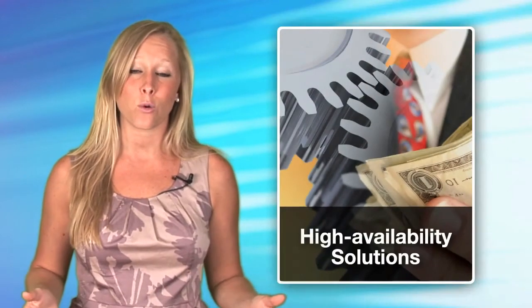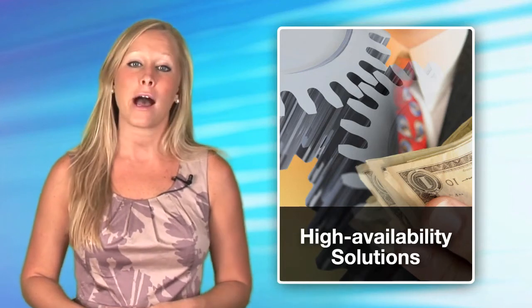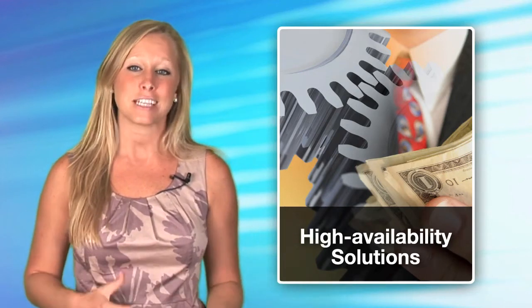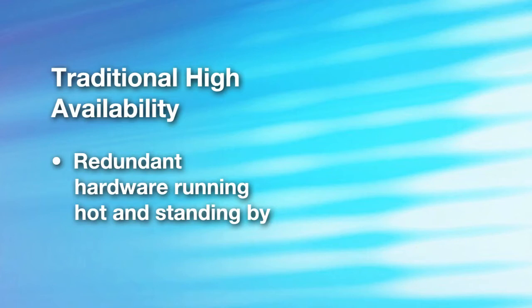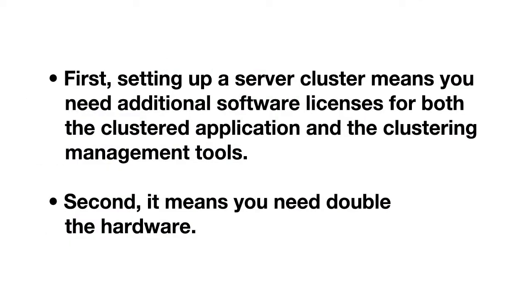Now, to keep this from happening, organizations often use high availability solutions for their most critical applications. Unfortunately, traditional high availability solutions are prohibitively expensive, and that's why they're reserved for only the most important apps. Now, what's wrong with traditional high availability where you have redundant hardware running hot and standing by? Well, first, setting up a server cluster means you need additional software licenses for both the clustered application and the clustering management tools. Second, it means you need to double the hardware.